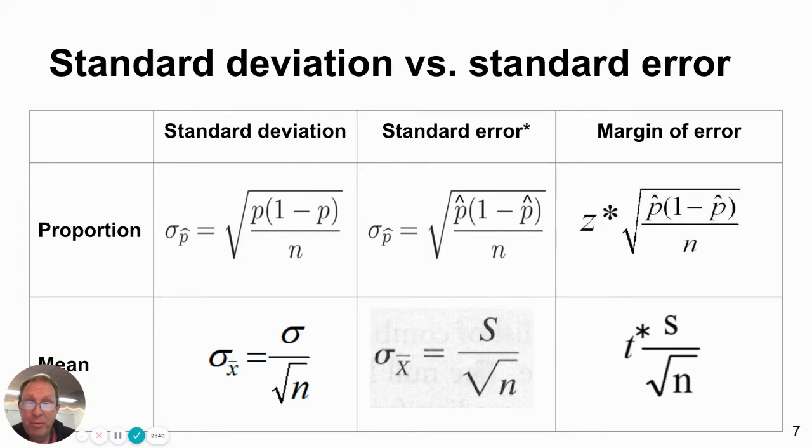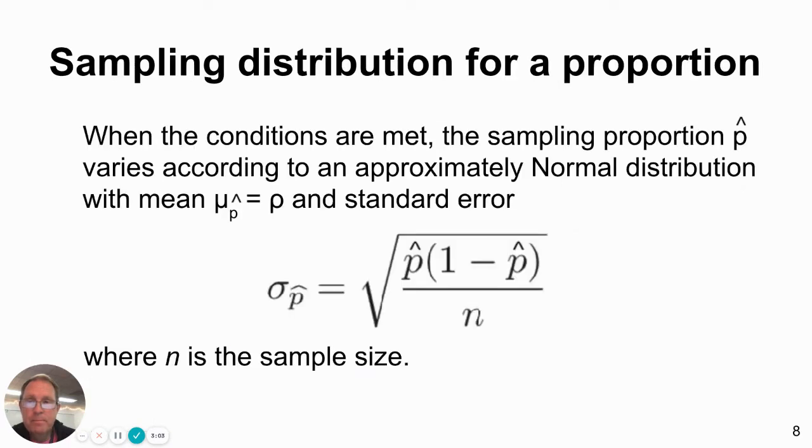But in this chapter, we do not know the true rho, so we're going to be using the standard error. It's the second box on the top row. And so what we've done here is we've replaced rho with p hat, and that gives us our standard error. Now the margin of error, that's the standard error times Z star. When the conditions are met, the sampling proportion p hat varies according to an approximately normal distribution with mean equal to rho and a standard error given by that equation.